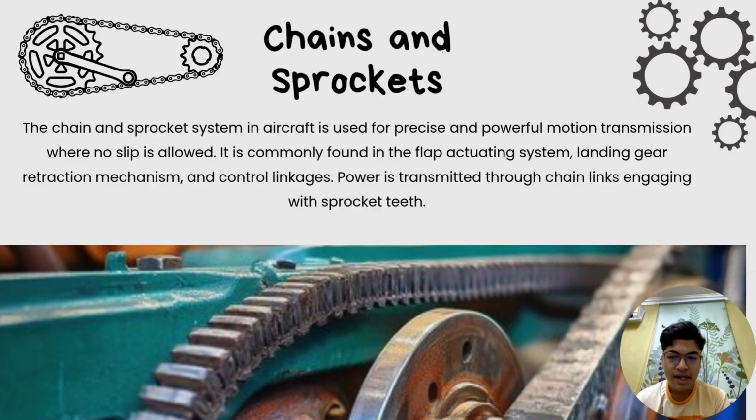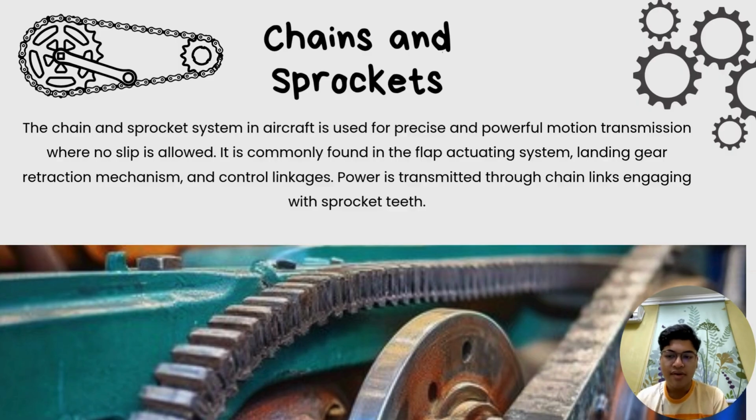For the next slide, I'll be talking about two common mechanical transmission systems used in aircraft, which are chains and sprockets, and belts and pulleys. Both systems are used to transfer motion and power from one part of the aircraft to another. They play an important role in ensuring that different components like the landing gear or alternator can move or operate even though they are not directly connected.